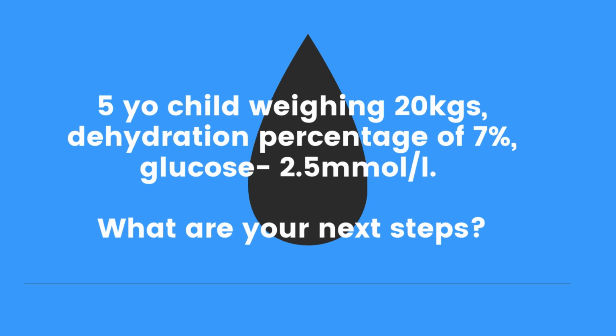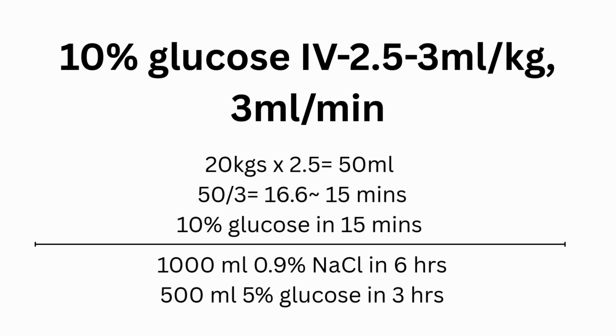With this amount of glucose, this patient is hypoglycemic at the moment. The typical range of normal glucose should be 3.9 to 5.5 millimoles per liter. So what do we start with, glucose or fluids? We start with glucose. We correct the hypoglycemia first.